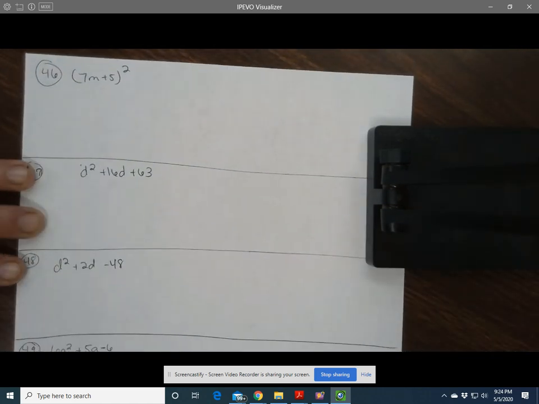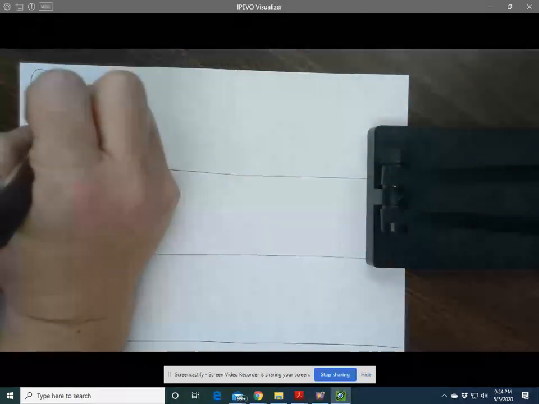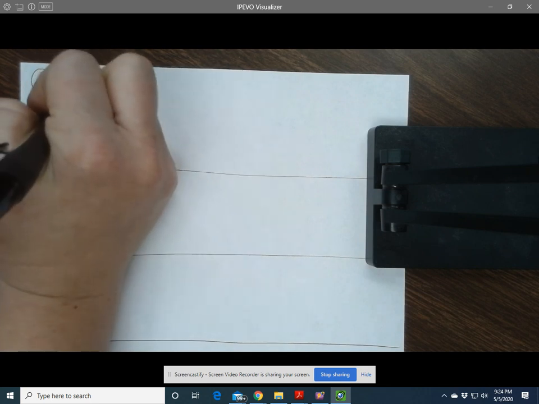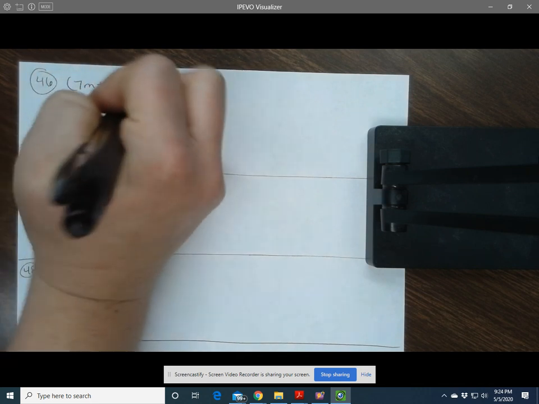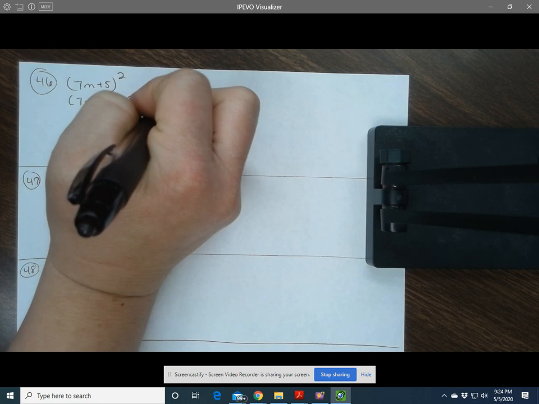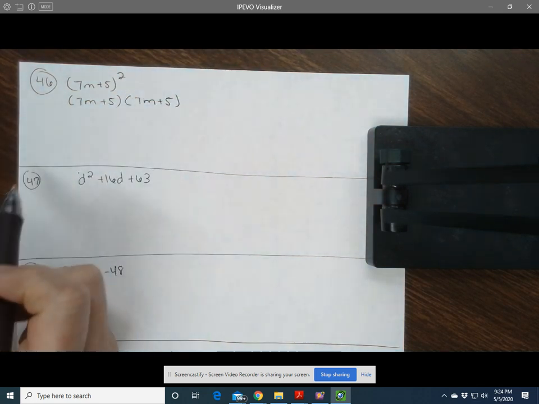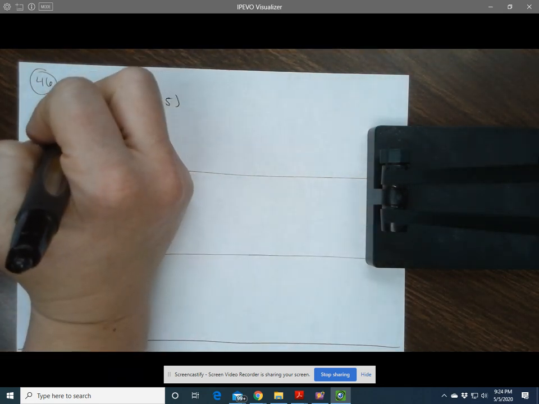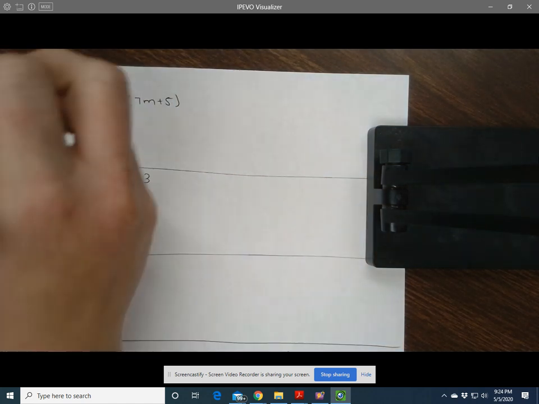Okay, 46 is just like number 45. You need to make sure that you write this out as 7m plus 5 times 7m plus 5 and FOIL it out. Don't try to just multiply by just doing it that way.